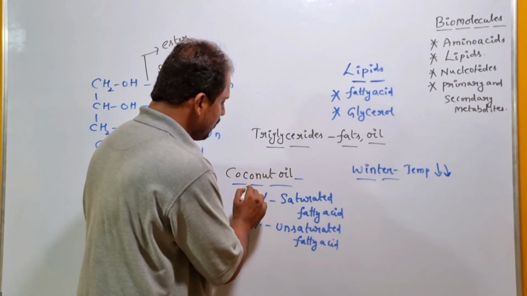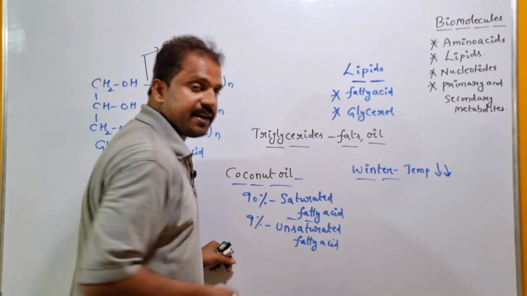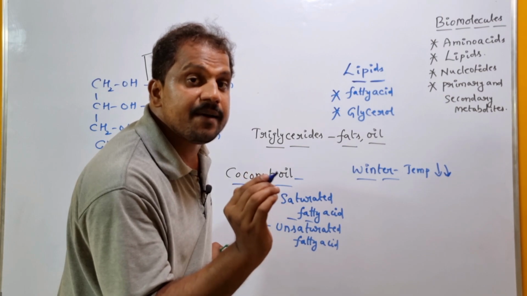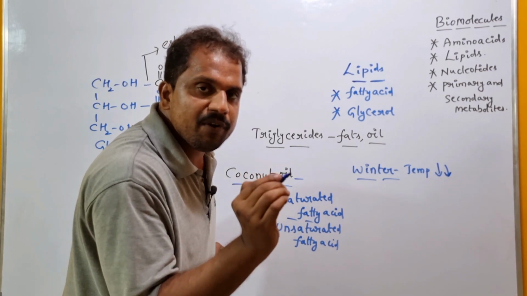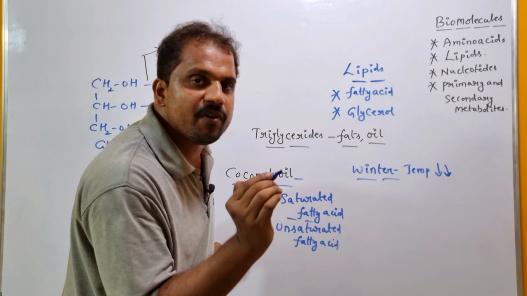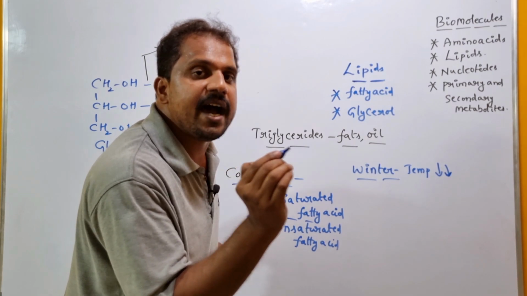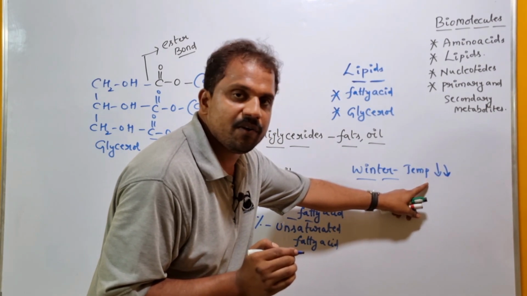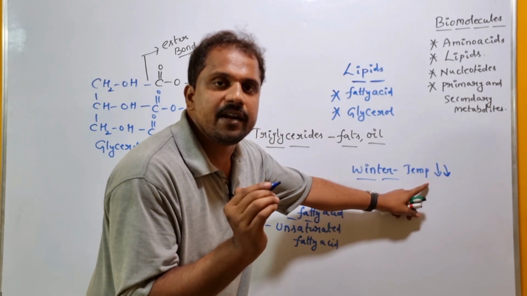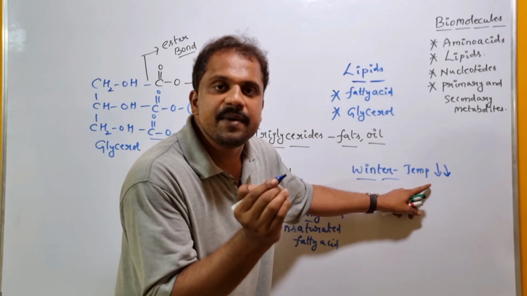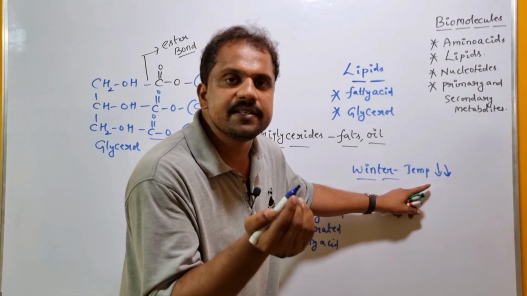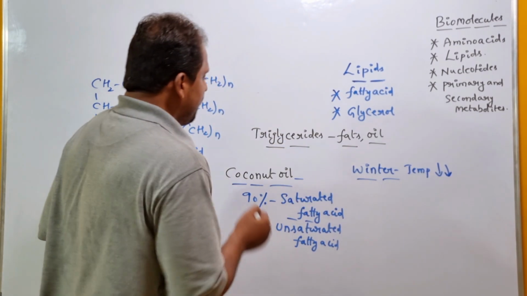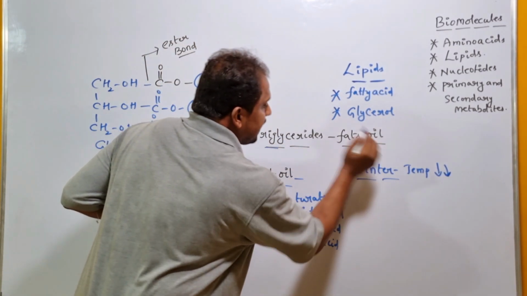But the coconut oil is composed of saturated fatty acid. Saturated fatty acids, as I have already mentioned, have a very high melting temperature. In order to remain in liquid form, the coconut oil requires a very high temperature. But in winter the temperature is very low. So that is the reason why coconut oil remains in solid form in winter, whereas in summer it remains in liquid form. Is it clear?